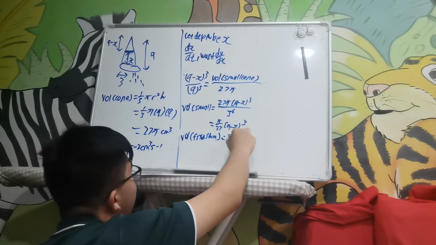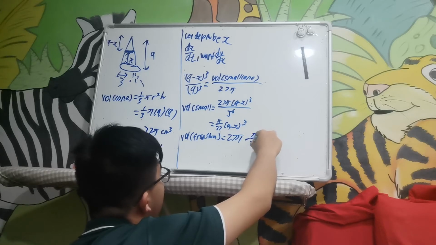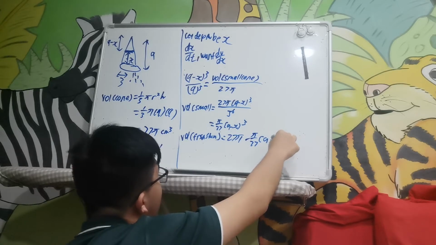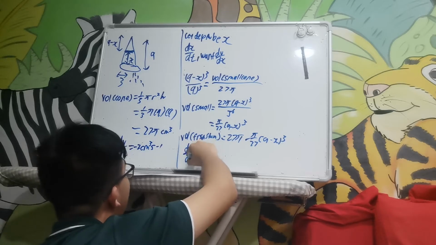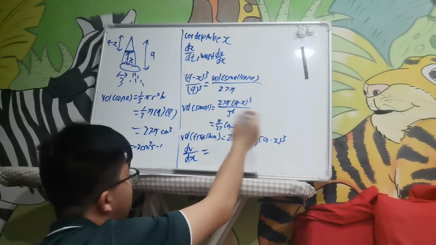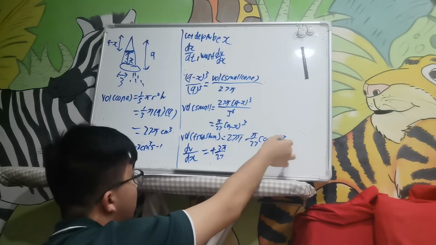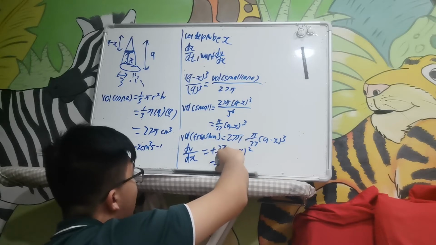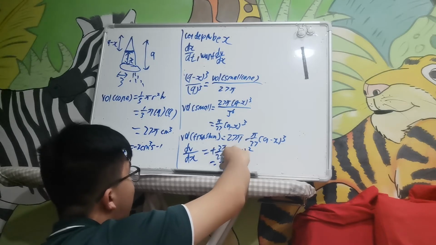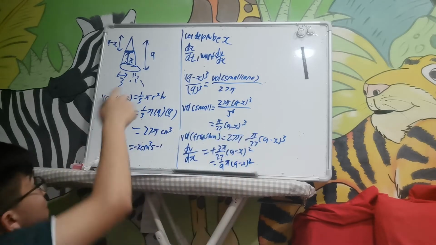Which is equal to 27 pi minus pi over 27, (9 minus x) cubed. So now, taking first derivative with respect to x on both sides, we get plus 3 over 27 pi (9 minus x) squared, which simplifies to 1 over 9 pi (9 minus x) squared. And now, let's plug it into our formula.